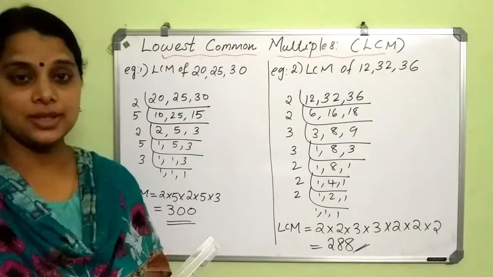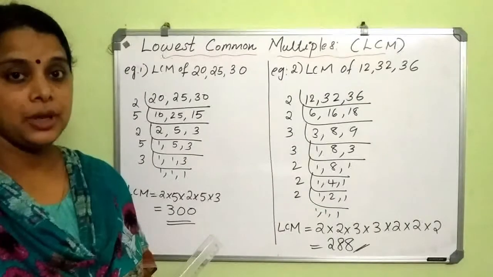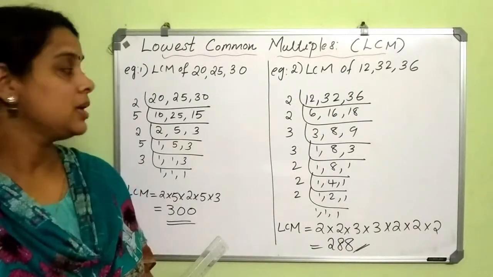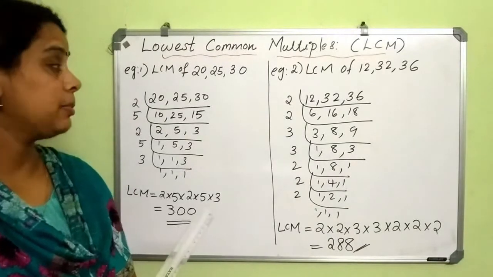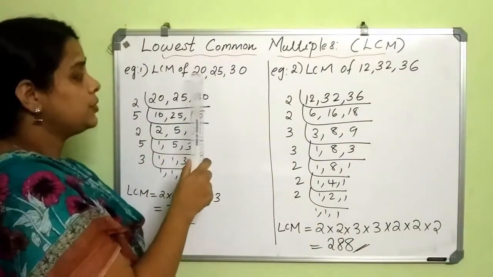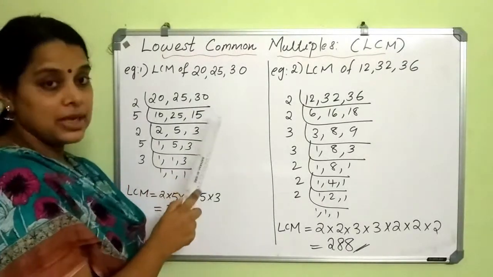Now let us discuss the third method of finding LCM. That is common division method. Let's discuss with an example. See the example 1. Find LCM of 20, 25 and 30. We need to write the numbers like this.